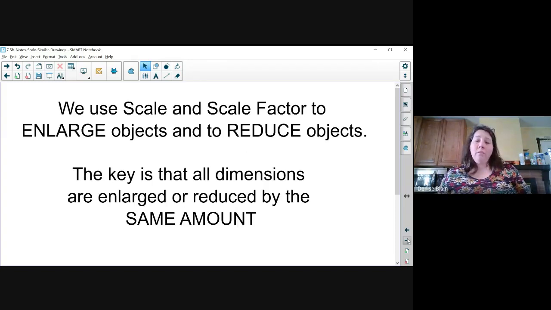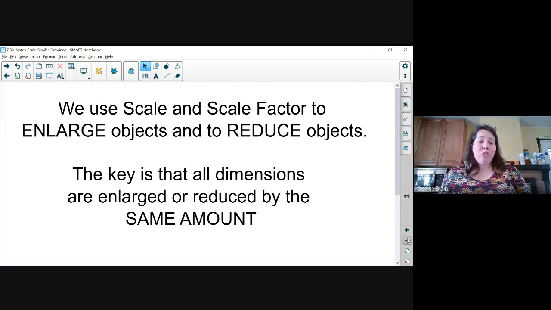We use scale and scale factor to enlarge objects and to reduce objects. So if we're looking at shapes, we can take a shape and we can enlarge it, or we can reduce it using our scale factors. And that's the key thing: your dimensions that are enlarged and reduced have to be changed by the same ratio, the same amount, in order for your shapes to be similar, in order for them to be an actual enlargement or reduction of the original object.